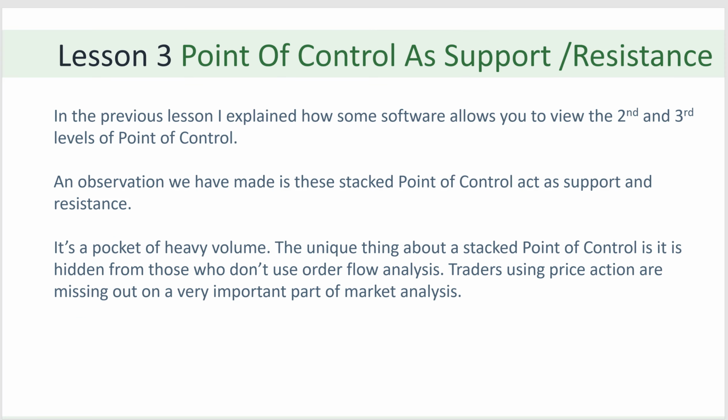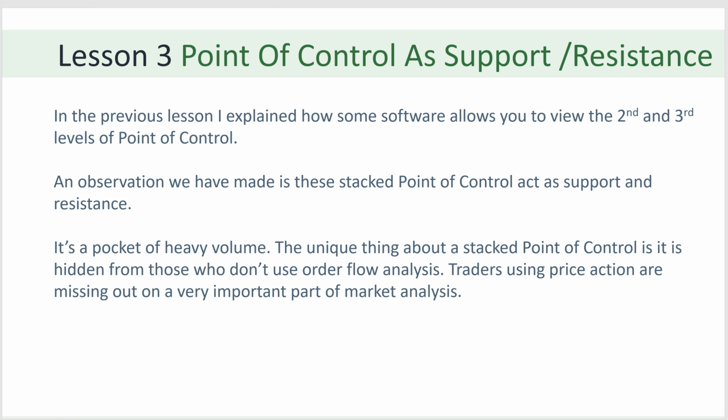Now, in a previous lesson, I explained how some software allows you to view the second and third levels of point of control. An observation that we have made is stacked point of controls act as support and resistance as well. And why? Because it's a pocket of heavy volume. The unique thing about a stacked point of control is it's hidden from those that don't use order flow analysis. Point of control obviously is hidden from people that don't use order flow analysis, and to a certain extent stacked point of control is hidden to a lot of people because they don't use it, and they're quite happy with point of control.